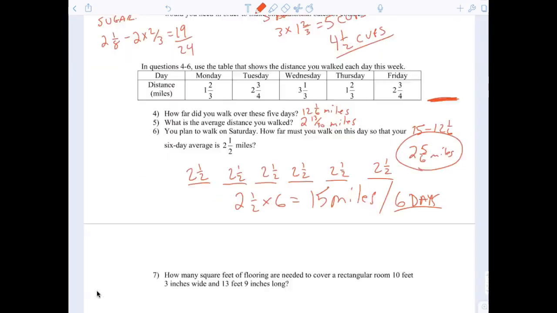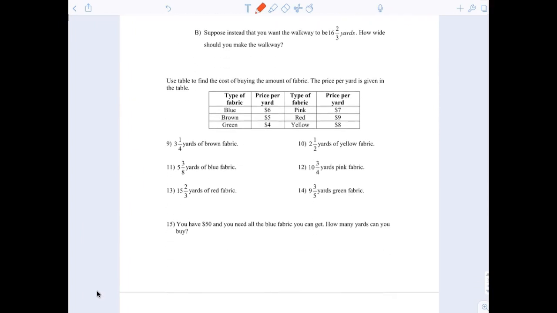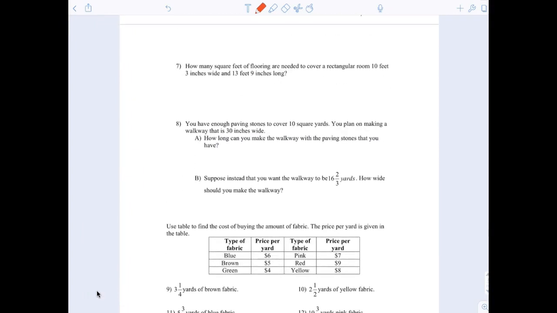All right, so we're going to review that tomorrow. Your homework is to do 7 through 15. That's all you have to do. 7 through 15. Homework, 7 through 15.